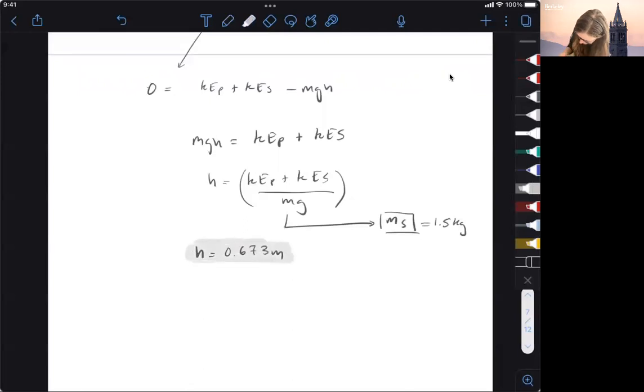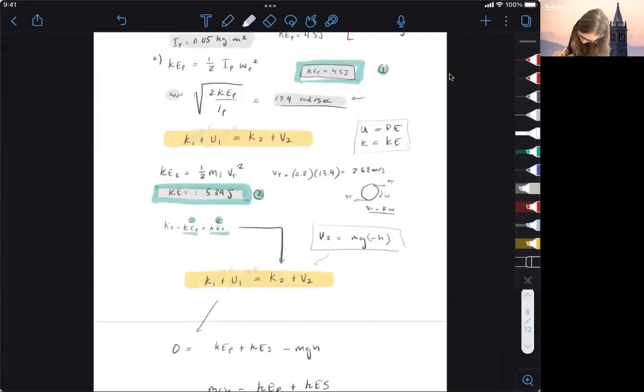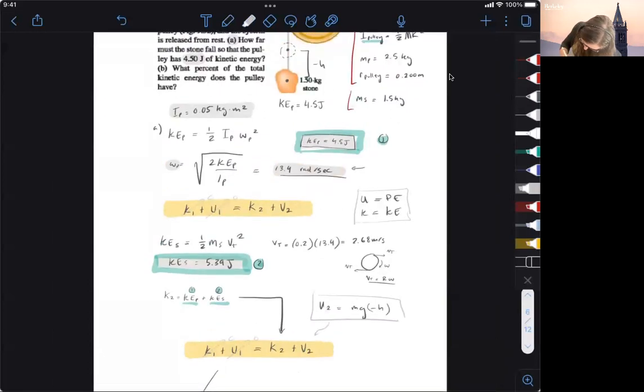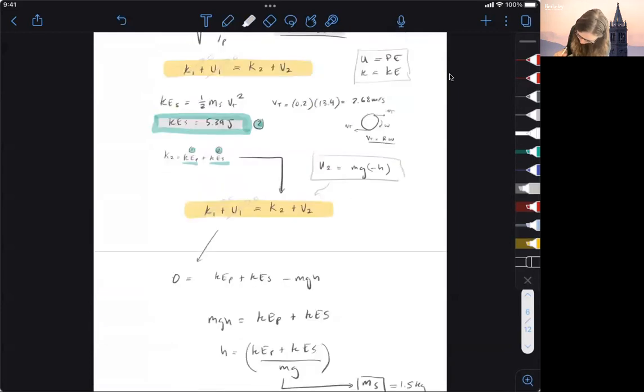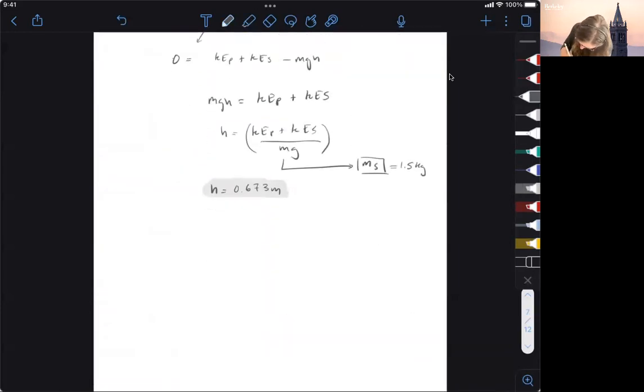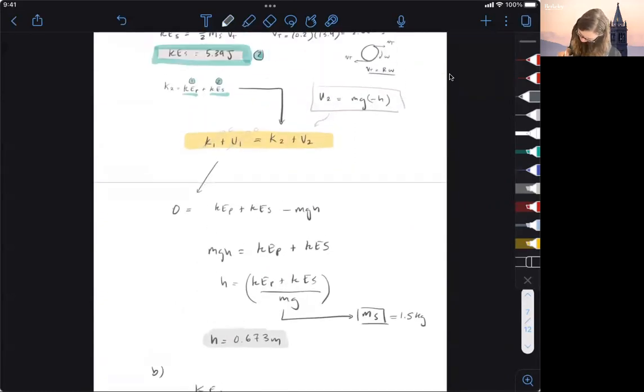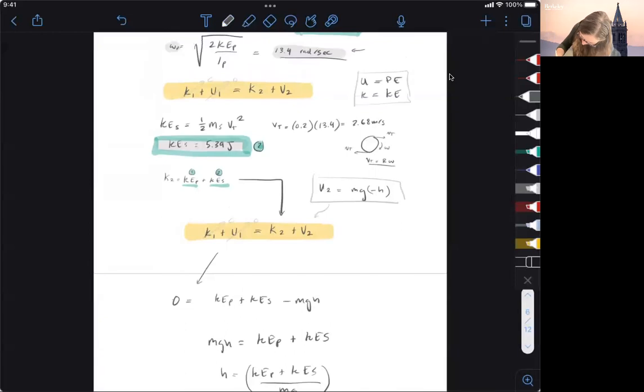All right, so that's our final answer for part A. Okay, so then part B is what percentage of the total kinetic energy does the pulley have? So for part B, we're just looking at kinetic energy. So for the pulley, it would be KE pulley, right, divided by K2, because that was our total kinetic energy that we found, right? This is our total kinetic energy. The other piece is potential energy, okay?